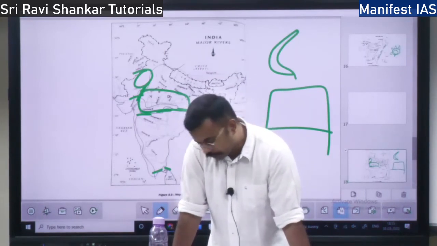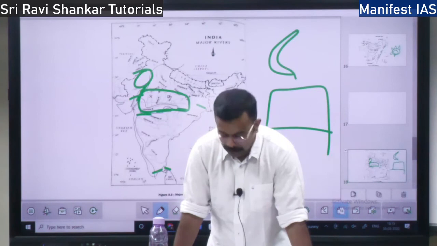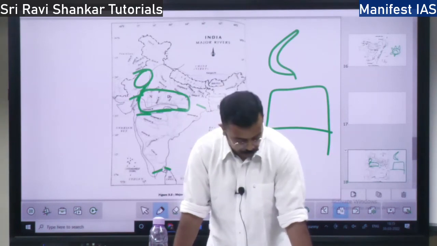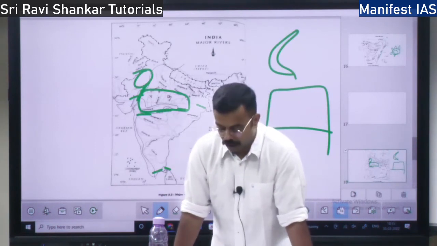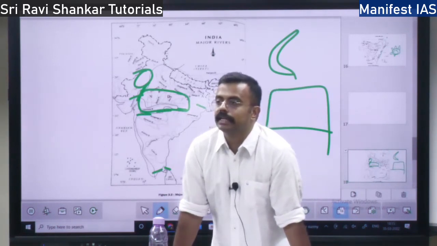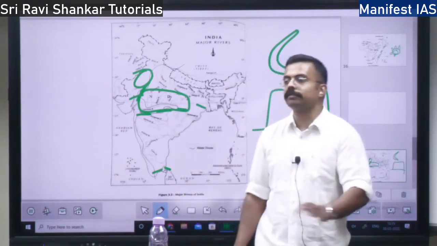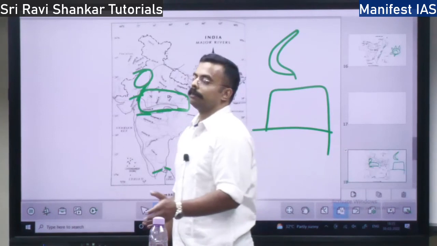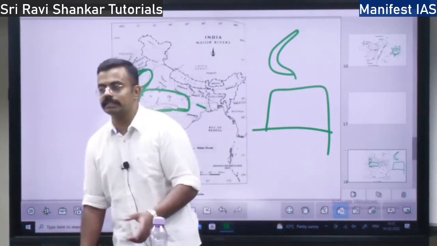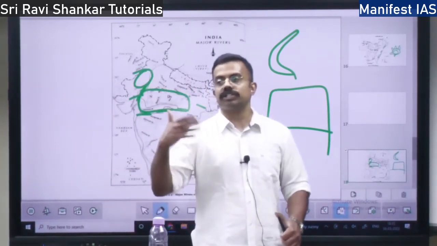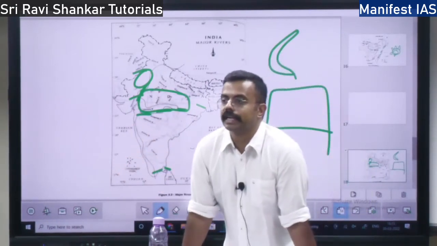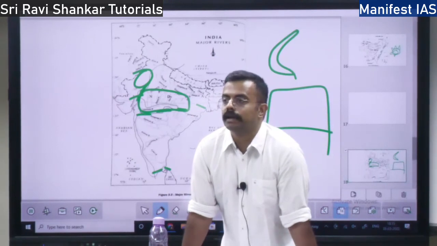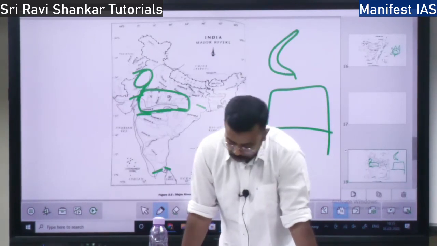So what rocks are found here? What is the type of rock found in the central highland? It is metamorphic rock, that is marble, slate and gneiss. In the central highland you will find metamorphic rocks. Because of pressure, temperature, volume variation, PVT changes, igneous rocks or sedimentary rocks get converted into metamorphic rocks. So granite is an igneous rock, marble is a metamorphic rock. So it is formed out of metamorphic rocks.